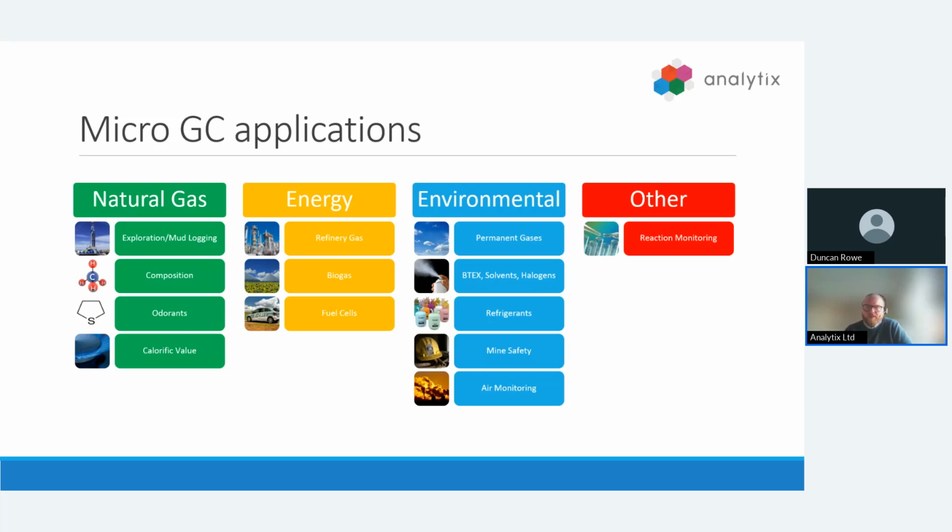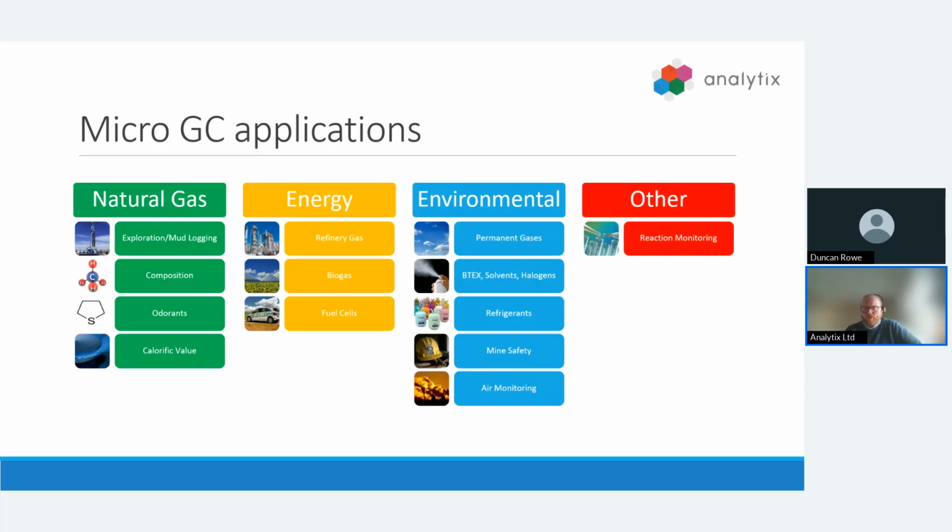Natural gas is probably the biggest market for the micro GC. Mud logging analysis is probably the best representation for demonstrating the speed benefits of the micro GC. Then into the energy sector, things like biogas analysis and fuel cell monitoring are really nice applications for the system in the clean energy sector. And then, like I mentioned, reaction monitoring as well is really popular in the UK for the system, and we see a lot of research institutes and universities using it for that type of analysis.